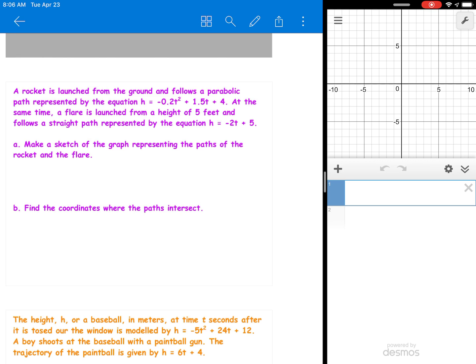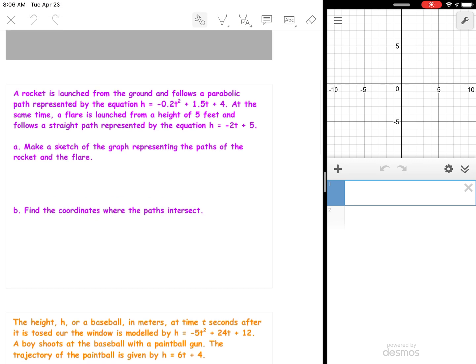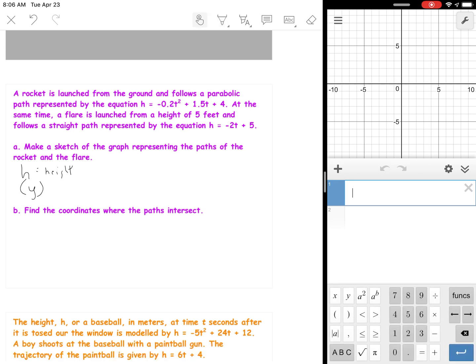So if h is going to represent any given height, let's see if we can get this going. So h would be the height of the rocket. That's basically y. So when I go over here to my Desmos, and that's all I did is pull this off to the side, I'm going to put y equals, okay, now over here t is going to be time, and that's going to be your x.